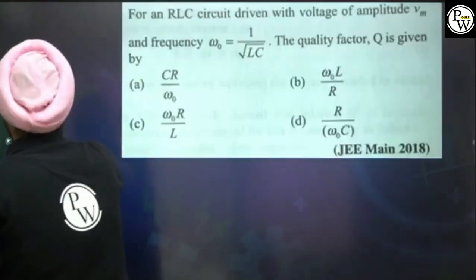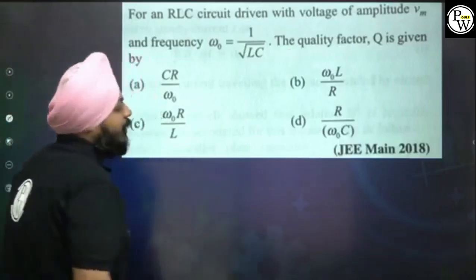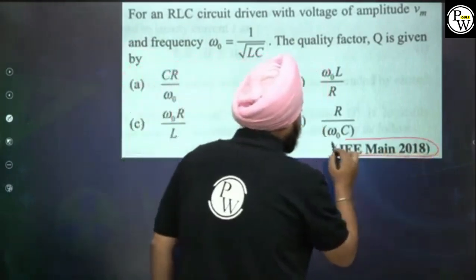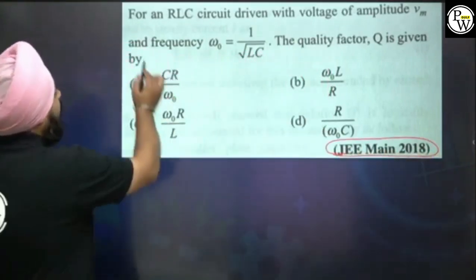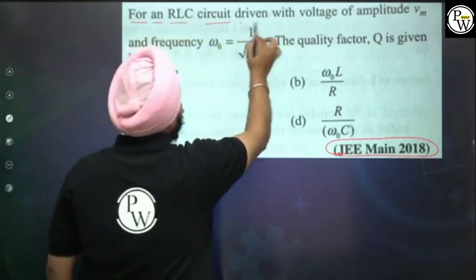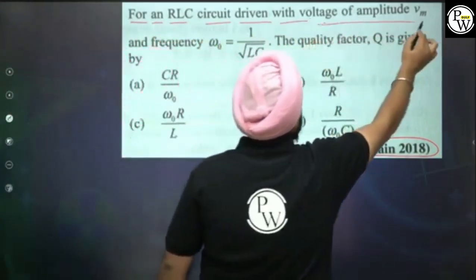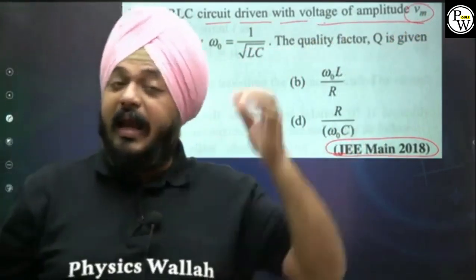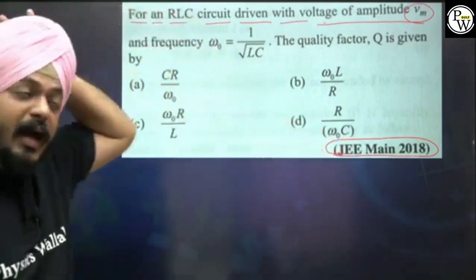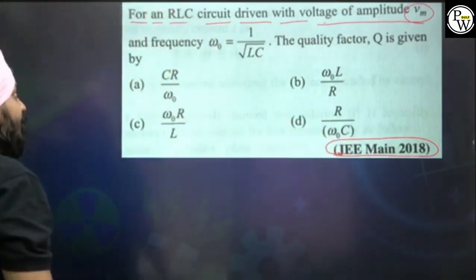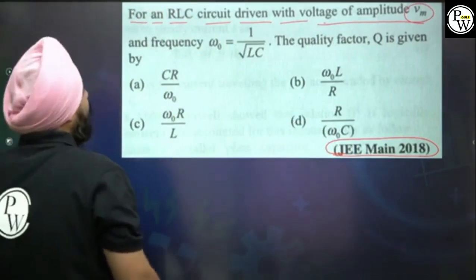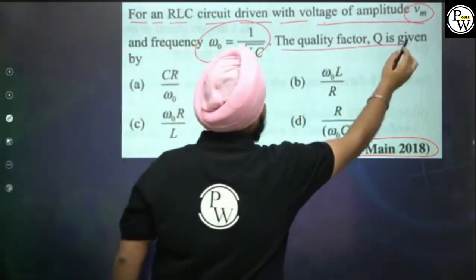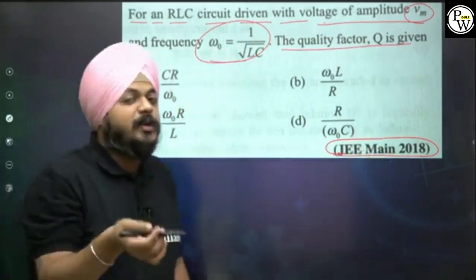Hope you might have paused this video and tried it. Let's move on to the next, again a question asked in JEE Main 2018. For an RLC circuit driven with a voltage of amplitude Vm and frequency omega naught, that is 1 by under root of LC, we need to calculate the quality factor, a recent question asked on the quality factor.